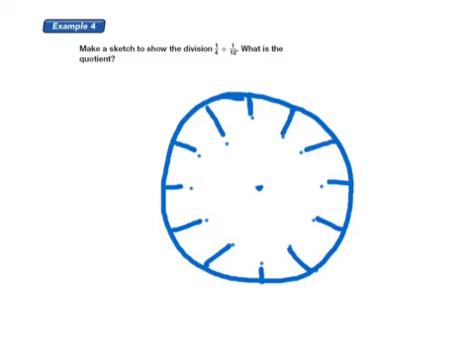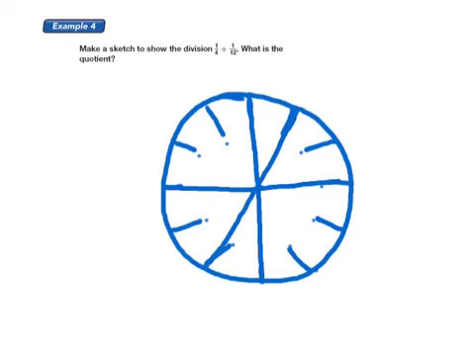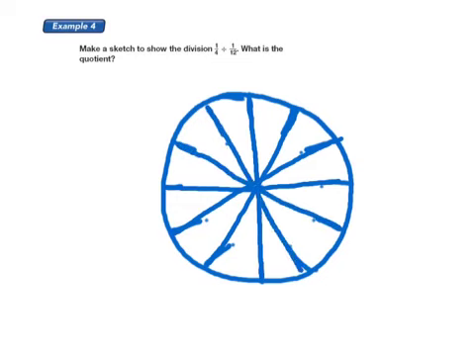So if I was to draw 12 to 6, 9 to 3, and then I just connect the dots. 1 to 7, 2 to 8, 10 to 4, and 11 to 5. And there I have my twelfths.